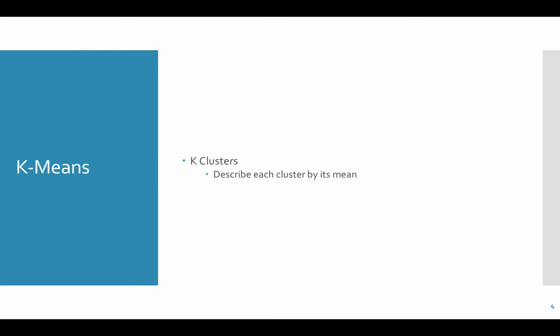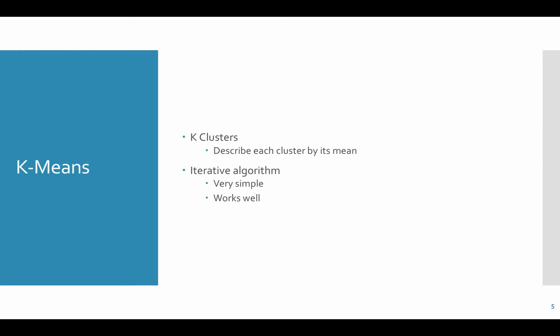The first clustering algorithm that we're going to cover is k-means. This is a pretty standard algorithm that a lot of people use today for many different applications. What we want to do is get k clusters, and we're going to describe each cluster by its mean. This is an iterative algorithm. It's very simple, and it actually works pretty well.